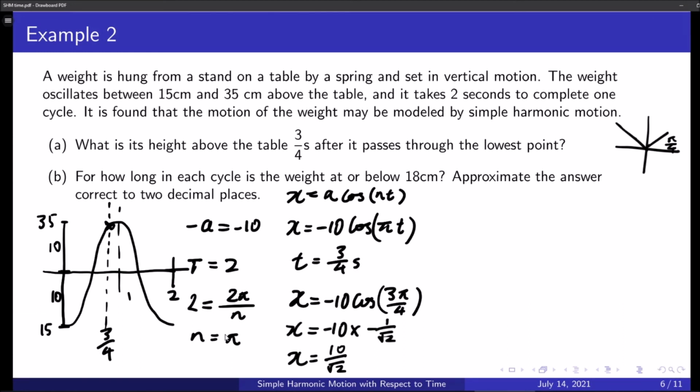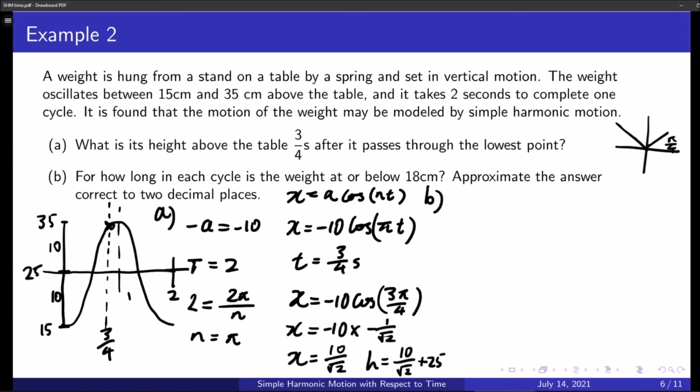But of course, do remember this is the distance from the neutral position. To find the actual height, you have to add the neutral height, which is 25, to it. Because the x value is just how far it was from the neutral. For the height from the table, you have to add the height of the neutral position into it as well. Okay. Next one, let's look at B. How long in each cycle is the weight at or below 18 centimeters?